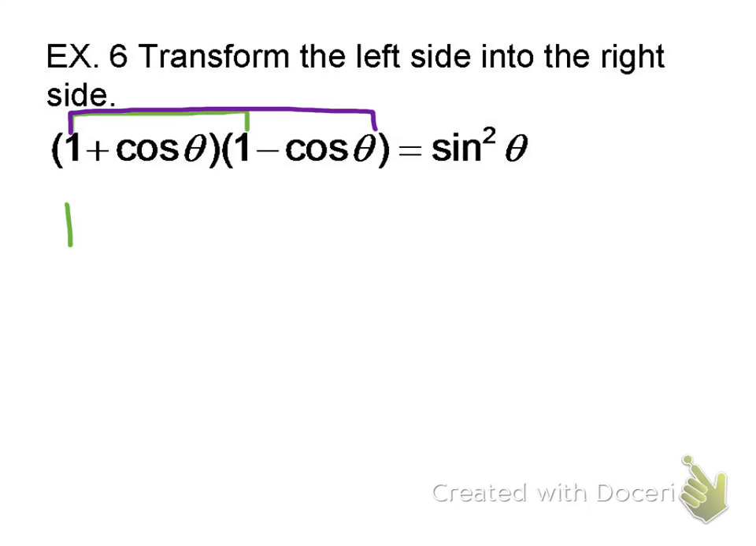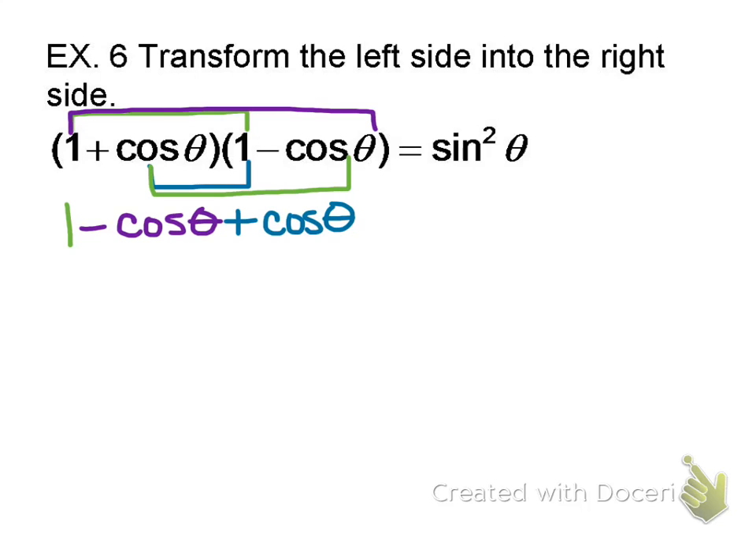Then we're going to do outside. 1 times negative cosine theta will be negative cosine theta. Inside, cosine theta times 1 will be plus cosine theta. And then last, cosine theta times a negative cosine theta will be negative cosine squared theta. And this still equals sine squared theta on the right. We're not doing anything to the right-hand side. We're only working on the left.